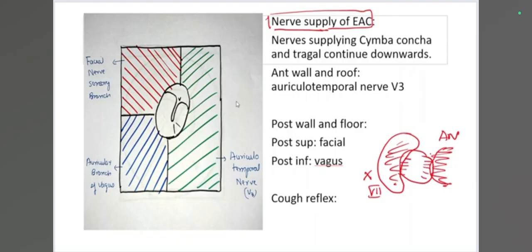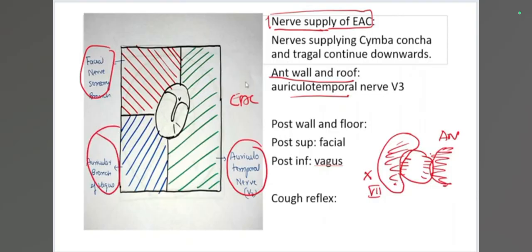Okay, so the anterior wall and roof of the external auditory canal are supplied by the auriculotemporal nerve. The posterior part and the floor, the posterior wall and the floor are supplied by the auricular branch of the vagus and the facial nerve, the duo, which again travel together. Okay, so if you want to go a little bit deeper, the superior part is supplied by the facial, and the inferior part is supplied by the auricular branch of the vagus.